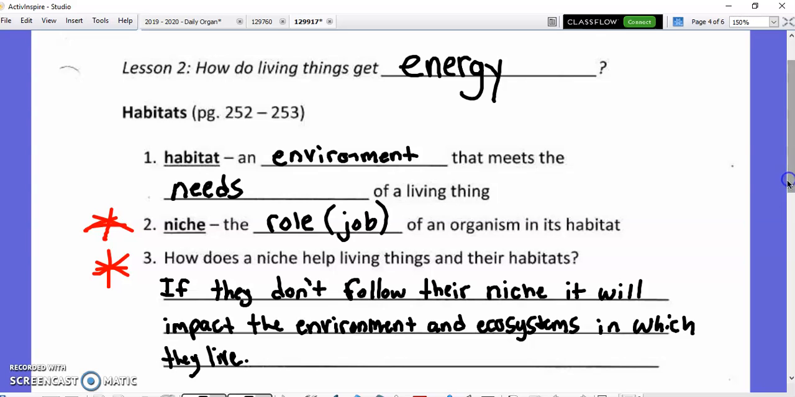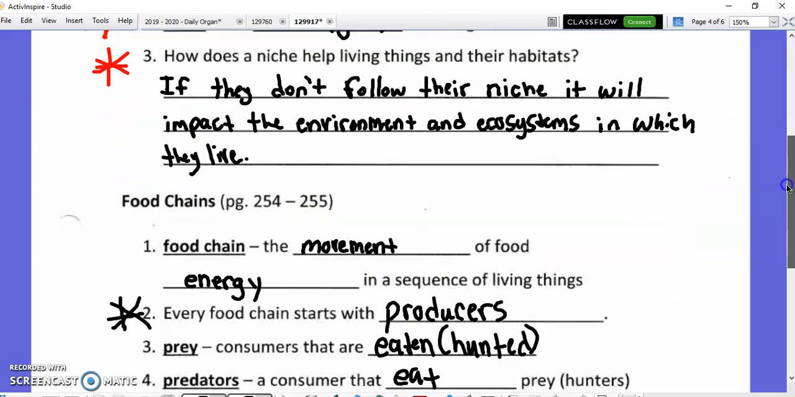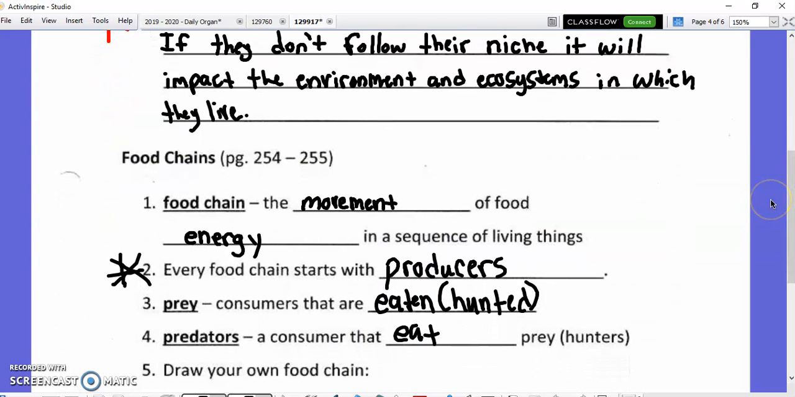Well, if an animal or living thing didn't do their job, didn't do their niche, it would impact all other pieces of the ecosystem, especially the living things. And all of those things in the environment would be impacted in one way or another. A food chain is the movement of food energy in sequence through living things. An energy food chain always starts with a producer, like a plant, or those other examples we discussed on the previous page. A prey is a consumer that is eaten, or the hunted. Predators are the consumers that eat the prey, the hunters.